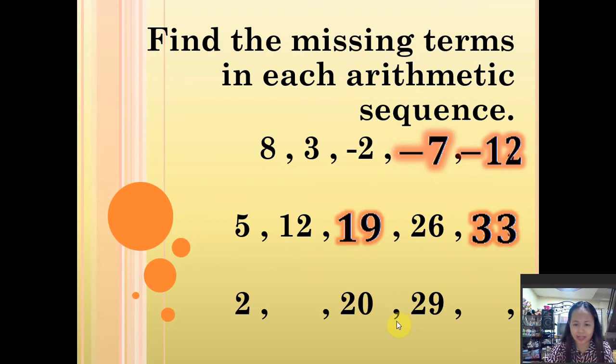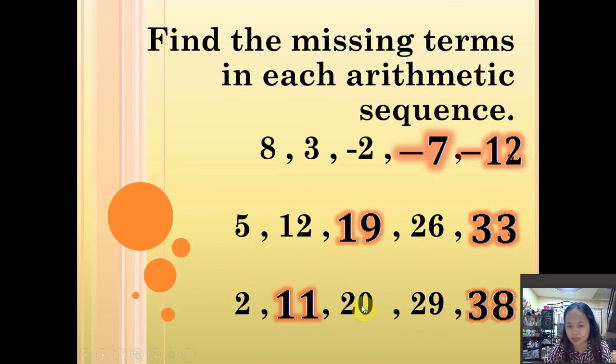And use that 9 to add, starting from 2. So 2 plus 9 is 11. 11 plus 9 is 20. 20 plus 9 is 29. And 29 plus 9 is 38. So therefore, the missing terms are 11 and 38. And our arithmetic sequence is 2, 11, 20, 29, and 38.